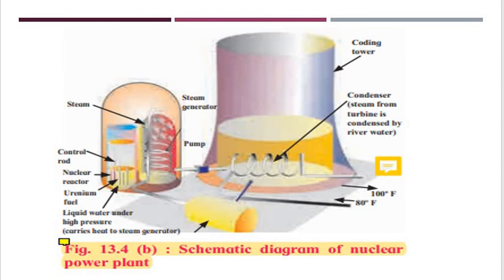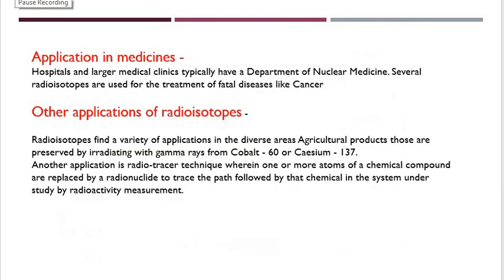The atomic energy produced with the use of fission reaction can be controlled in a nuclear reactor, unlike an explosion, for peaceful purposes such as conversion into electrical energy, generating power for civilian purpose, in submarines or in ships also. Another application is in medicine. Now there are some nuclear medicines also in hospitals or in medical lines. Several radioisotopes are used for the treatment of cancer. For example, phosphorus 35, 15 phosphorus 35, it is used for the treatment of leukemia.